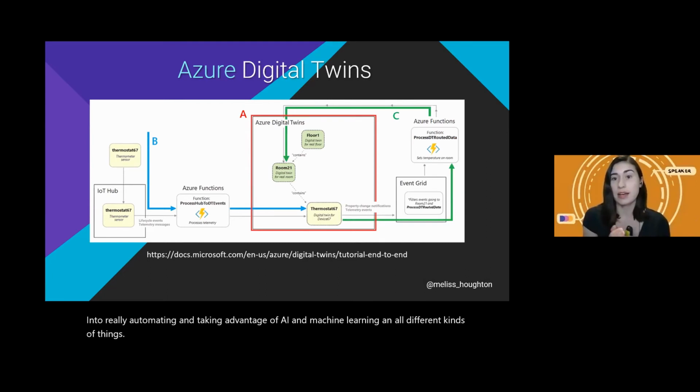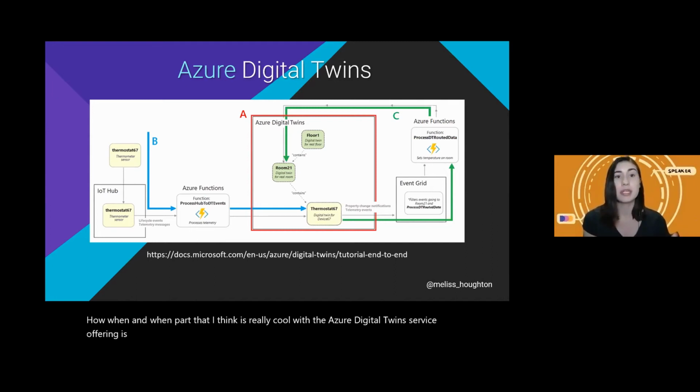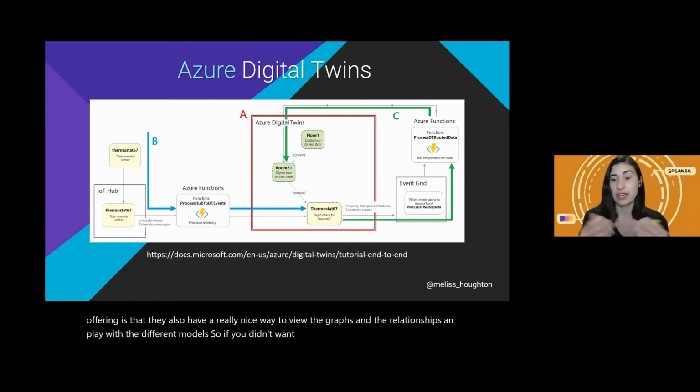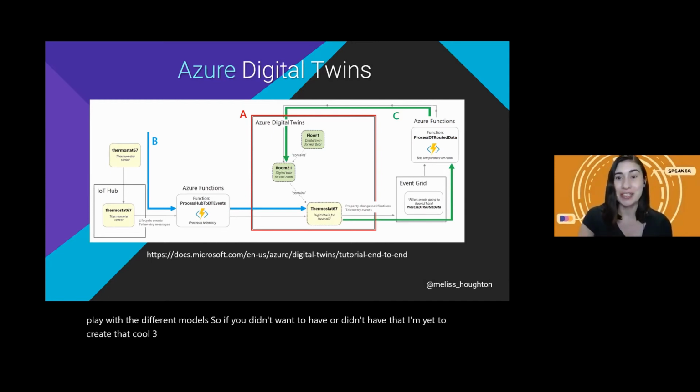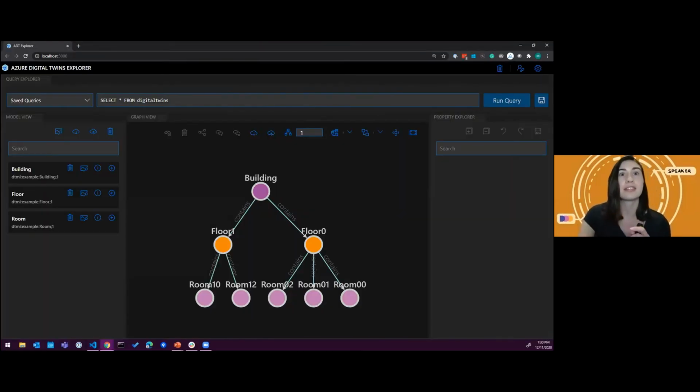One part that I think is really cool with the Azure Digital Twins service offering is that they also have a really nice way to view the graphs and the relationships and play with the different models. So if you didn't have the time yet to create that cool 3D model, you can just go into what's called the ADT Explorer. So I'll just open that up real quick to show you what that looks like.